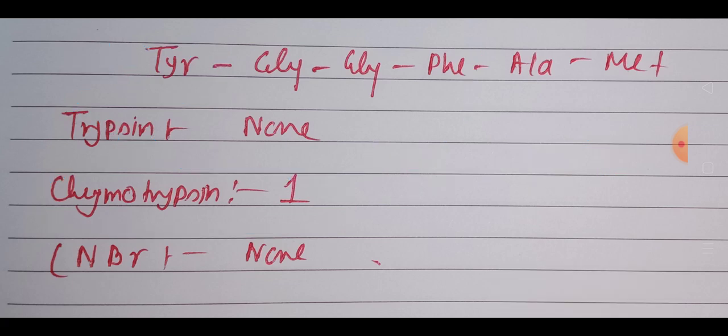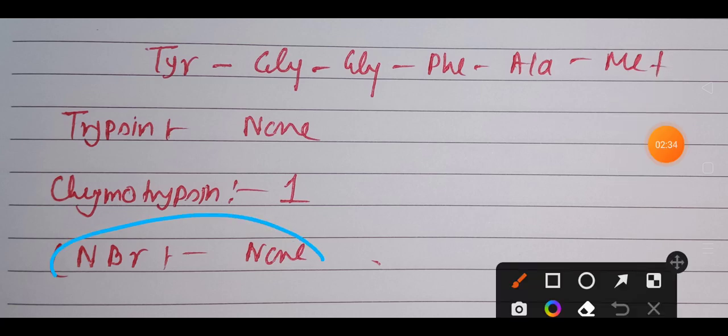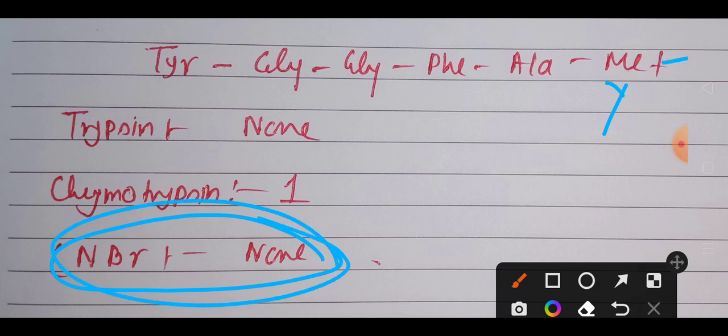Okay. Now CNBr. I have mentioned that it will cleave after methionine, but here there is no peptide bond after methionine, so it also cannot cleave. So that is one type of question you may find in your exam from the peptidase topic.